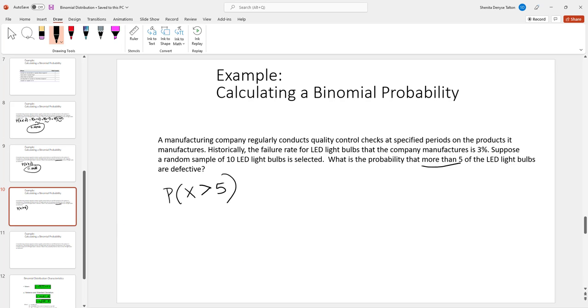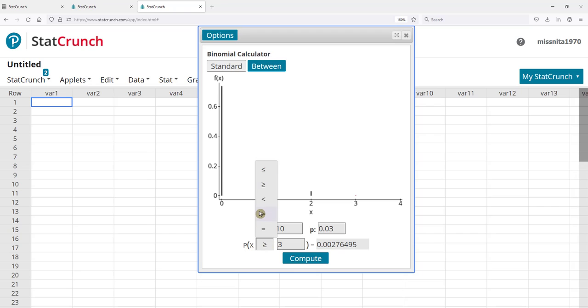So going back to StatCrunch, I'm going to change this to greater than, and I'm going to hit 5. And you get this really small number. You get 0.00. I don't even know how many zeros there are, but you can pretty much say the answer is 0 because it's such a small number.